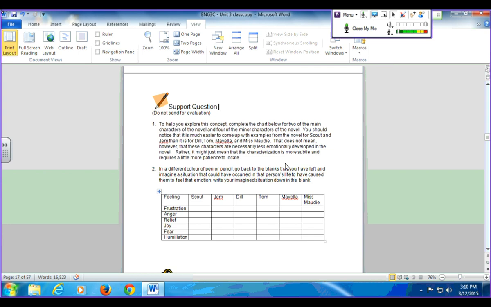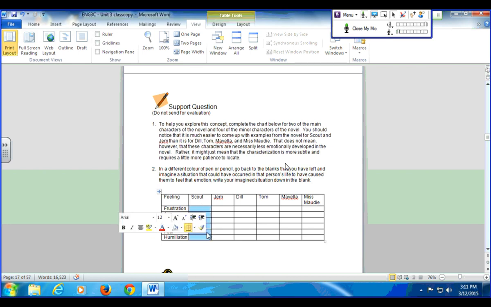So what you want to do with this chart is look at and try to identify times that you've seen these characters display this type of emotion. So you want to fill in the blanks and shade them in if you've seen or read about the character feeling those emotions. So we have frustration, anger, relief, joy, fear, and humiliation.